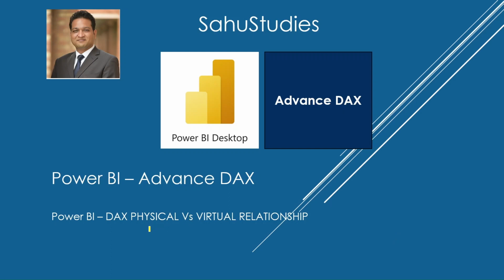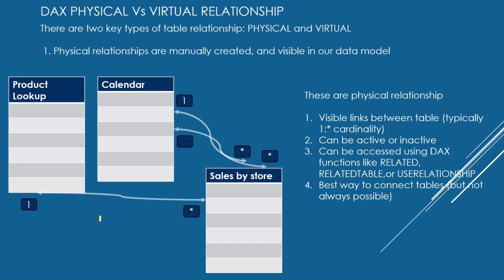In this video, we are going to discuss the difference between physical and virtual relationships in Power BI. When we talk about relationships in Power BI, we can categorize them into two categories: one is physical relationship and one is virtual relationship. Let's talk about the physical relationship. These physical relationships are manually created and visible in our data model.